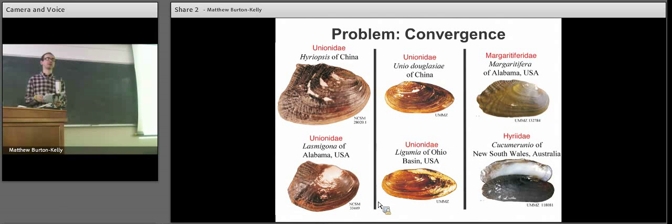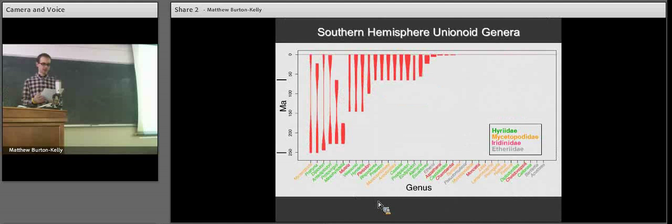To start thinking about freshwater mussels and geologic time, here is a taxon range diagram for all the genera in this order Unionida from the southern hemisphere. So there's 4 families represented here. The Hyriidae in the green names, Mycetopodidae in orange, the Iridinidae in red, and the Etheriidae in gray.